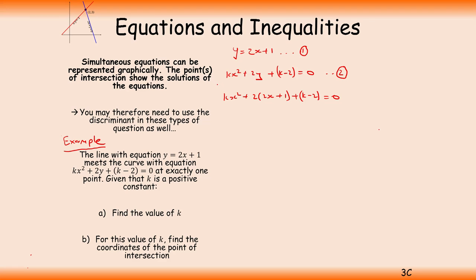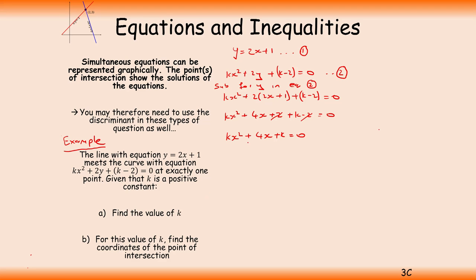If we just write that there, so we said sub for y in equation 2. So if we expand and simplify, kx squared plus 4x plus 2 plus k minus 2 is equal to 0. Those cancel, the 2 and the minus 2 cancel each other out. So I end up with kx squared plus 4x plus k is equal to 0. I now need to find the value of k.